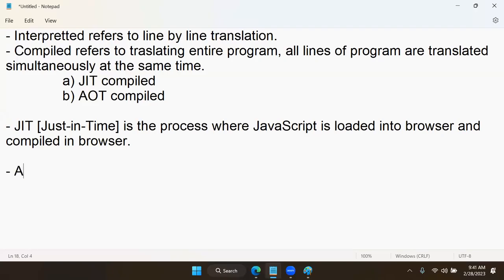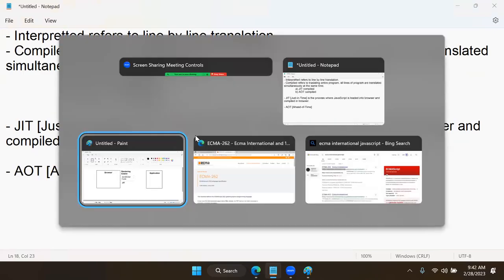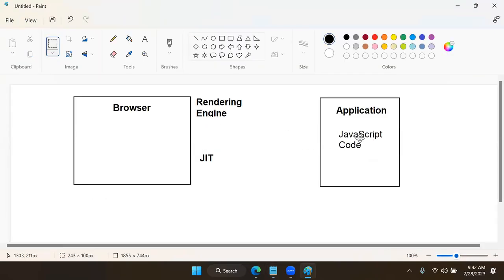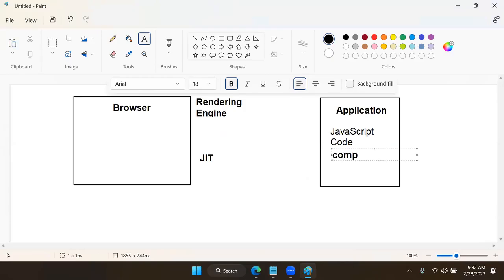AOT stands for ahead of time. In the AOT technique, what happens is this JavaScript code is compiled in the application only. It is not compiled in the browser. It is compiled in the application itself. This mechanism is called AOT.